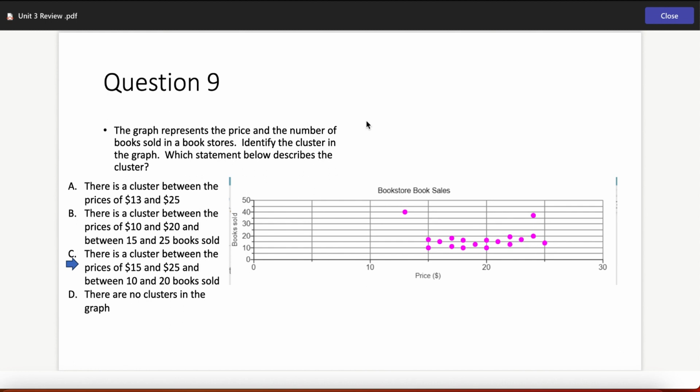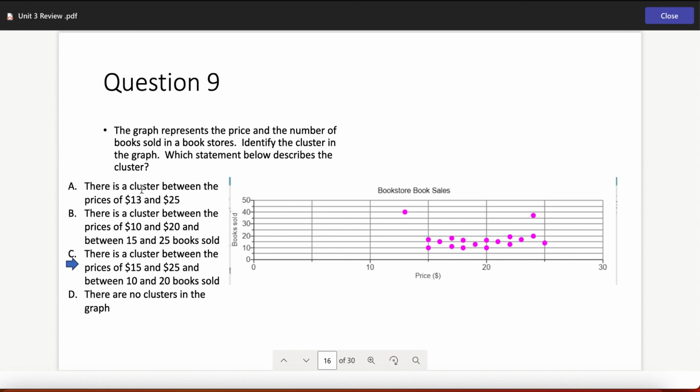So question 9. The graph represents the price and the number of books sold in a bookstore. You've got to identify the cluster in the graph. Which statement below describes the cluster? A cluster is basically the points that are together, surrounded together. Over here, this is basically the cluster. These are the outliers, but all of these are the clusters. So you just gotta identify the cluster in the graph.